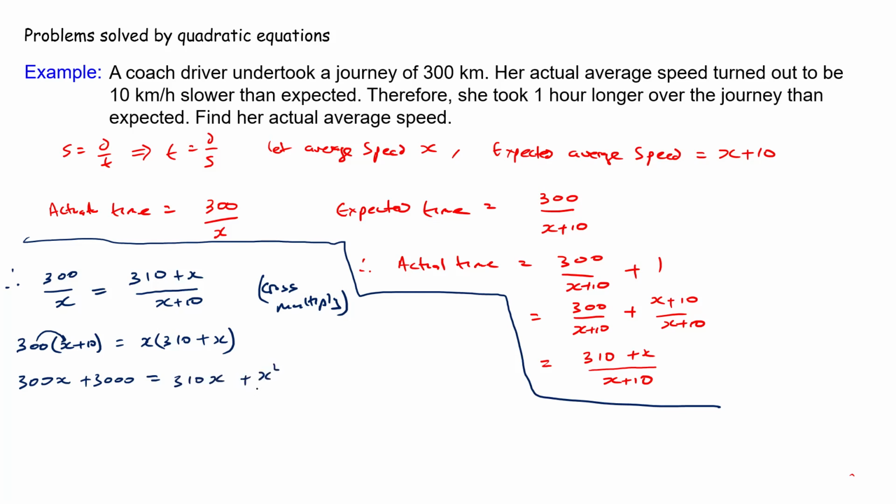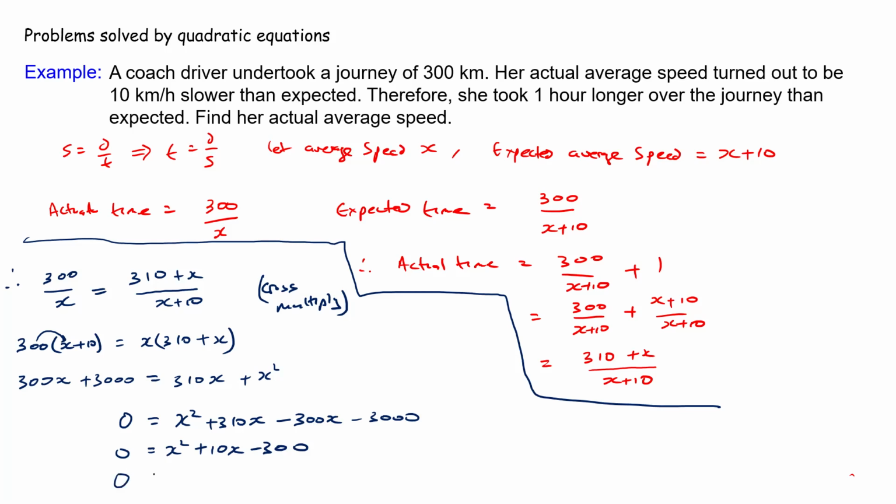Since the x squared is positive on the right hand side, what I'm going to do is move everything over to the right hand side. So I'm going to say 0 is equal to x squared plus 310x minus the 300x becomes a minus on that side, 300x, and plus 3000 becomes minus 3000. So that's equal to x squared plus 10x minus 3000.